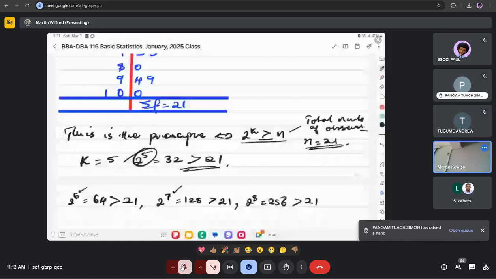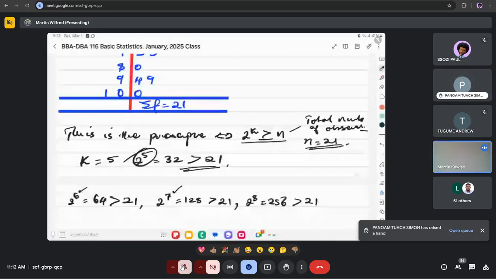Use that principle for the number of classes. Yes, this is Simon. I am somehow confused on the way, like now the 2 power 6, 2 power 7, how do you come to 2 power 7, which is 128? I want to understand it.